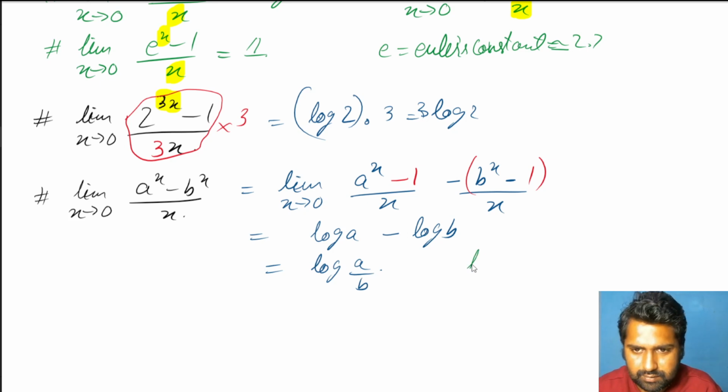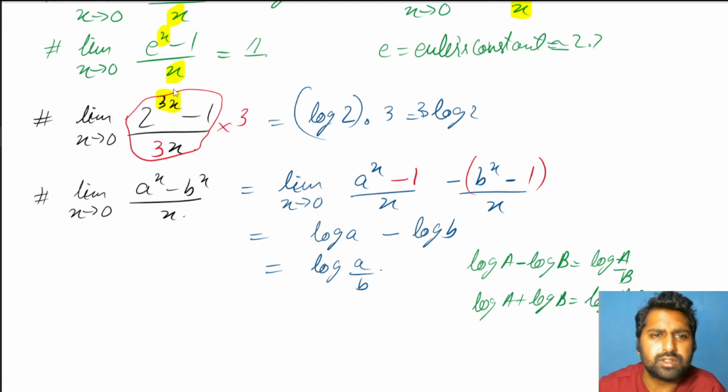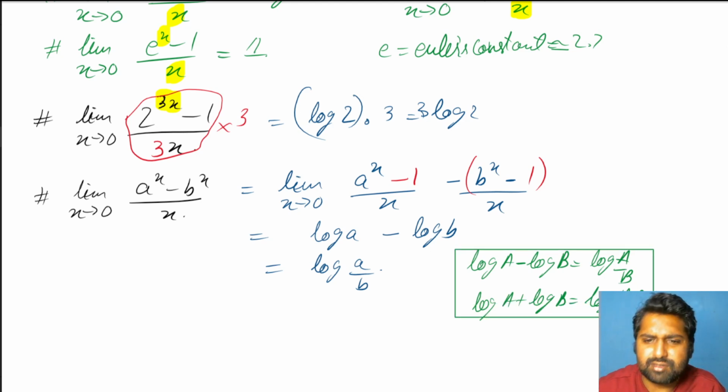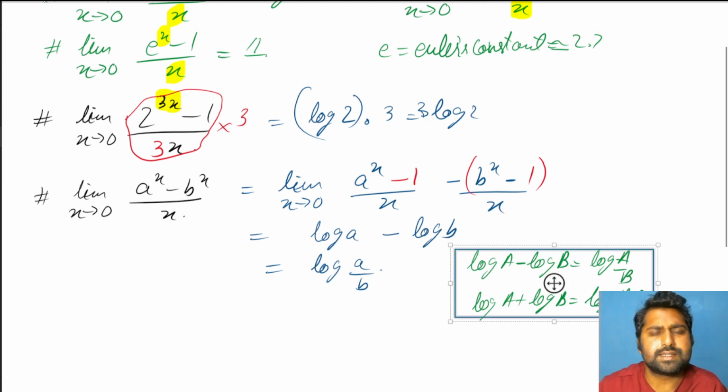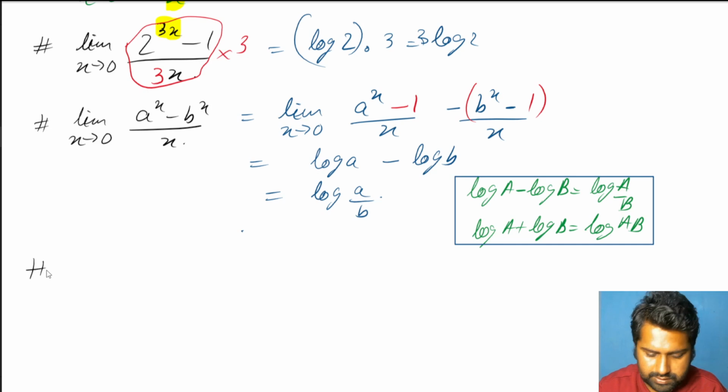So log a minus log b, I'll give you the basic log. If we are doing subtraction of logs, it becomes log a by b. If you are doing addition of log, it becomes multiplication, single log ab. So for the time being, if you know it, good enough. If you don't, just take these as a formula for now. I'll discuss this in detail when we talk about differentiation. All right, let's look at the next question.